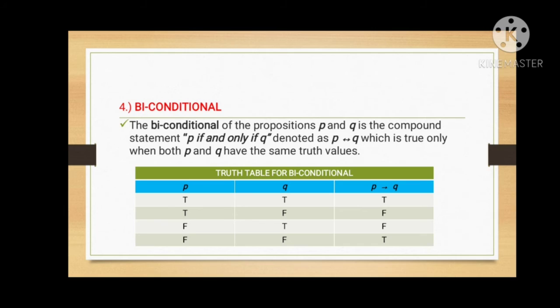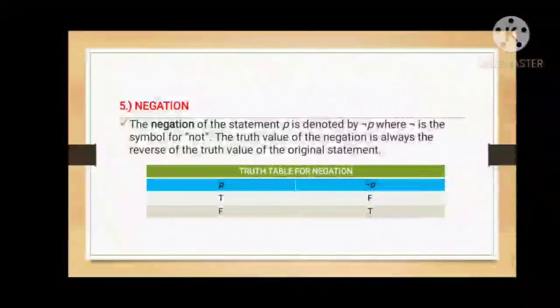So let's move on to number 5, which is the very simple one, the negation. The negation of the statement P is denoted by the symbol not P, where negation is the symbol for not. The truth values of the negation are always the reverse of the truth values of the original statement. So let's look at the truth table for negation.